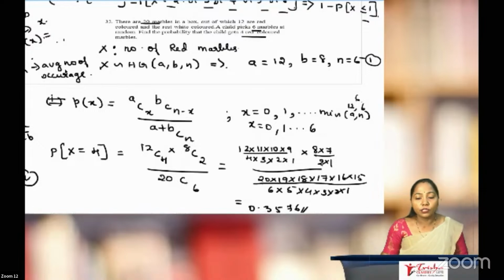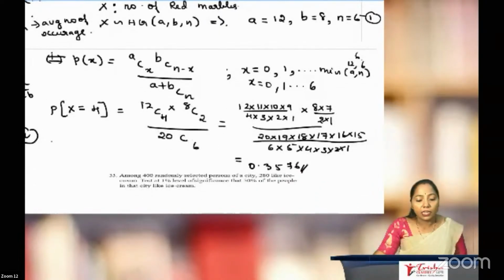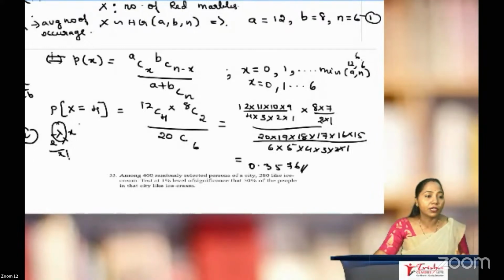And Poisson distribution, the mass function is e power minus lambda, lambda power x by x factorial, where lambda is the mean occurrences or average occurrences.